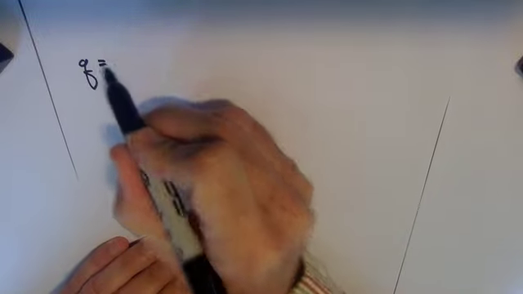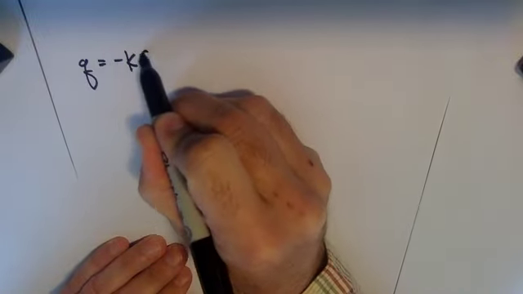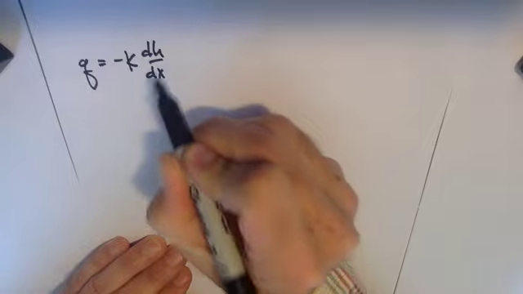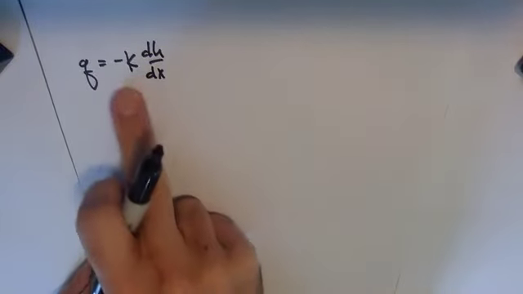So we've been talking about groundwater flow and the two different ways to write Darcy's law. Remember, Darcy's law can be written like this, which is negative K dH/dx, which is basically Darcy's law for groundwater velocity.